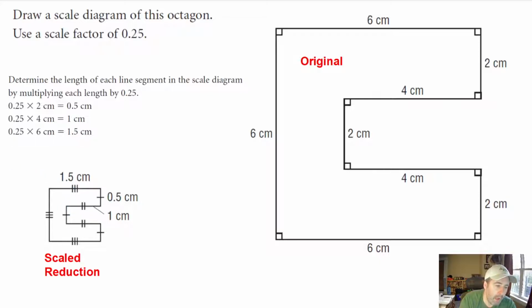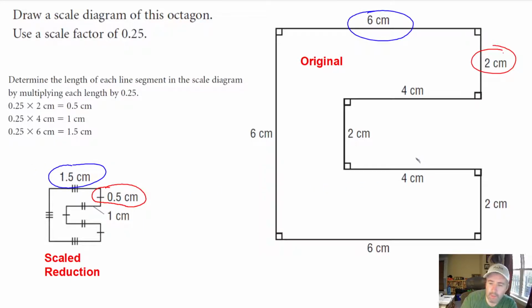All right, so in terms of corresponding sides, these ones were all 6, and those are now all 1.5. These guys, the 2s, all scaled to 0.5. And last but not least, the 4s all scaled to 1 centimeter. All right, so that's how that would work on the diagram. So again, this time we're getting a reduction, so your scale diagram is smaller than the original.